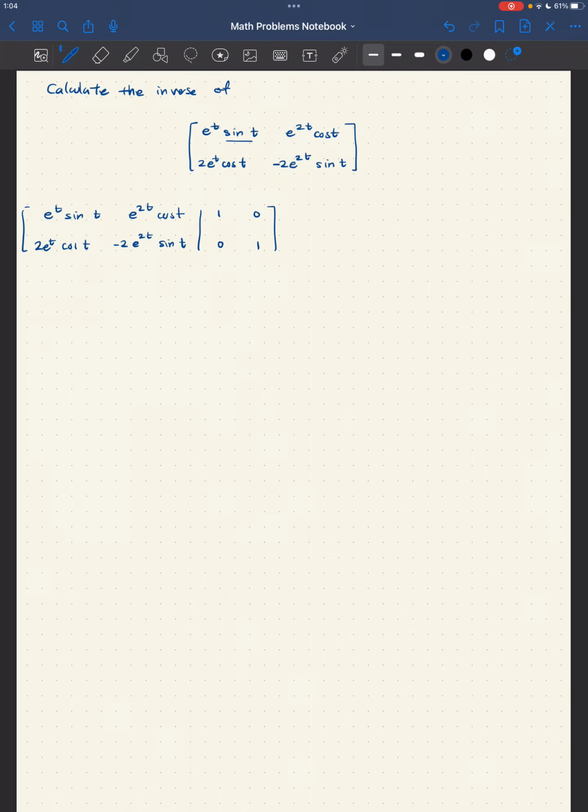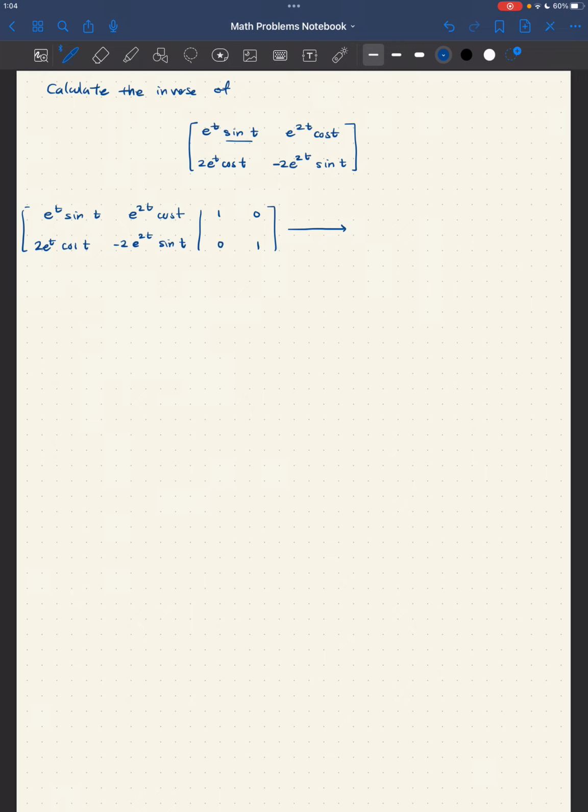And hoping for the best in the reduction process, at the moment that we are done with the row reduction, what we're going to see is that on the right side of this augmented matrix, we will have the inverse, while on the left side, we'll have the identity. So let's start. A couple of things to notice here.